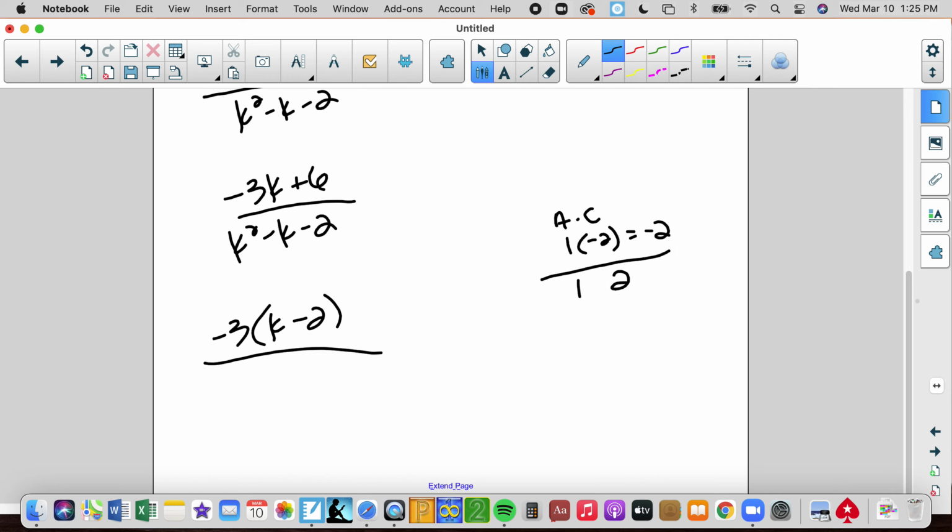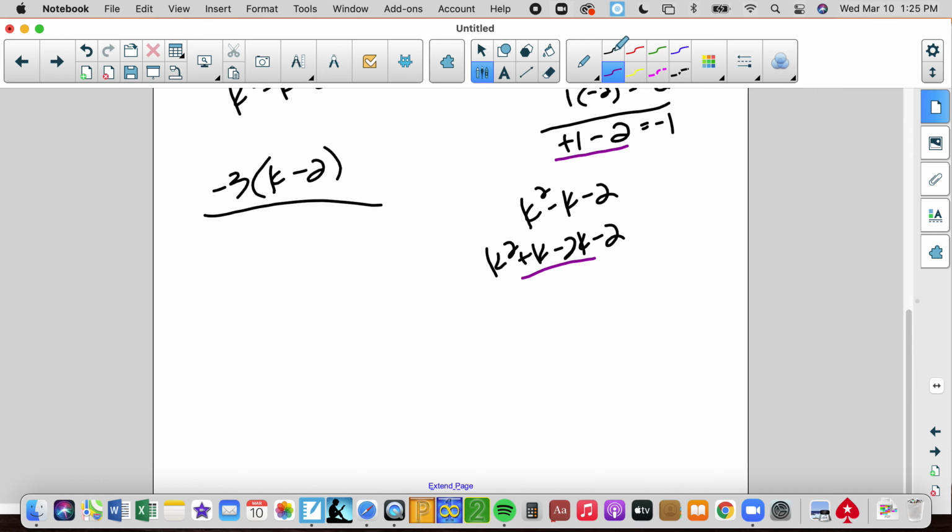Factors are 1 and 2. Signs are different. Bigger is negative. That does equal my middle. So that k squared minus k minus 2 becomes k squared plus k minus 2k minus 2. Remember, these two end up being those two.